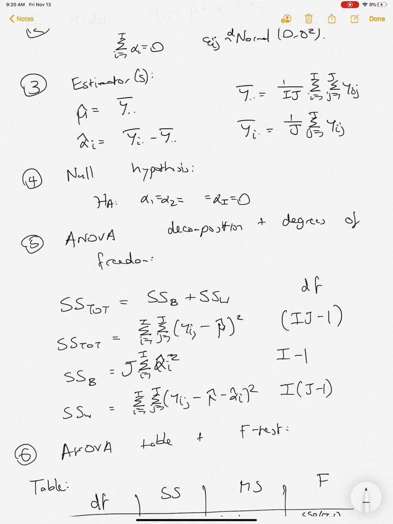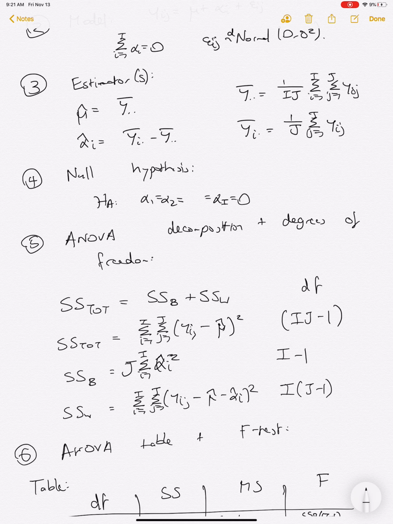In some sense, the sum of squares total is just Yij minus mu hat, squared. It's like saying if you just looked at the overall mean and subtracted that from Yij. And then the between group sum of squares has this J at the front to make the sums all add up. The sum of squares between group is just the sum of the alpha hat i squared.